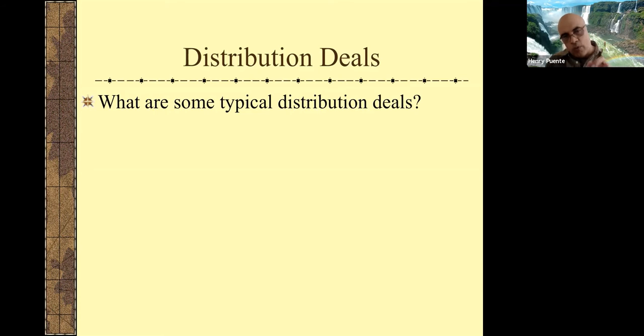So the important thing to remember again is the production deal is the main deal nowadays. And again, generally speaking, the distribution fee is generally about 10 to 15%.